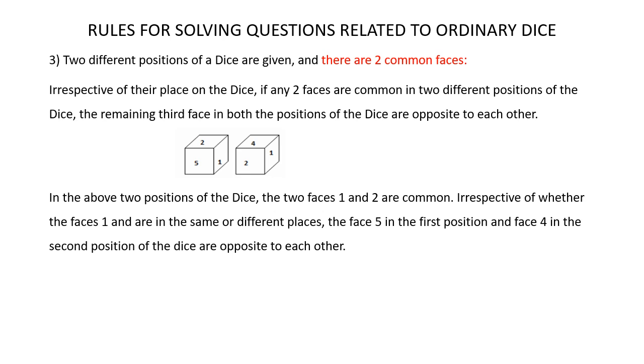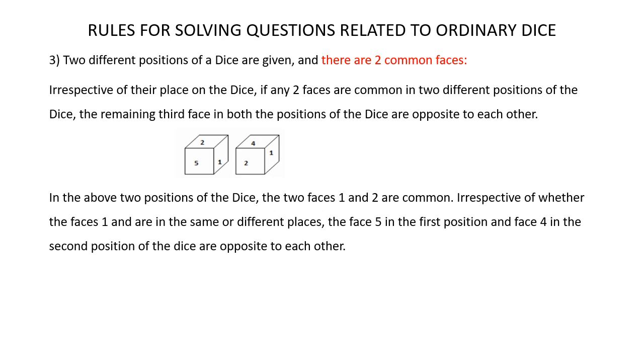So here you have two positions of an ordinary dice. As you can see here, there are two common faces, 1 and 2. Now, irrespective of whether the common faces 1 and 2 are in the same place or in different places, the third face in both the positions of the dice are opposite to each other. So here in this position the third face is 5 and in this position the third face is 4. So 5 and 4 are opposite to each other.